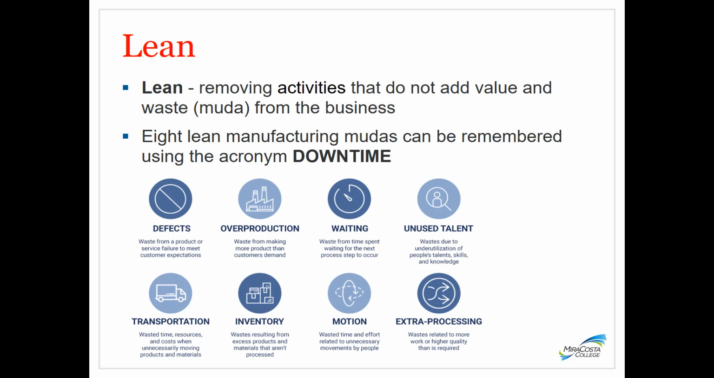Here are 8 lean manufacturing mudas or waste that can be remembered using the acronym DOWNTIME. So we want to remove defects, overproduction, waiting, unused talent, transportation, inventory, motion, and extra processing. Waste in any of these areas should be removed, and that creates more value and cost savings for the business and in turn the customer.